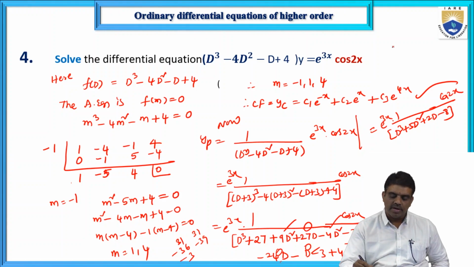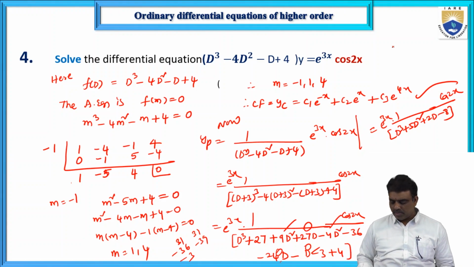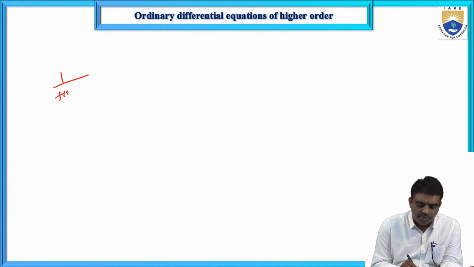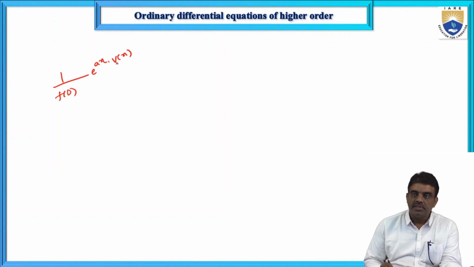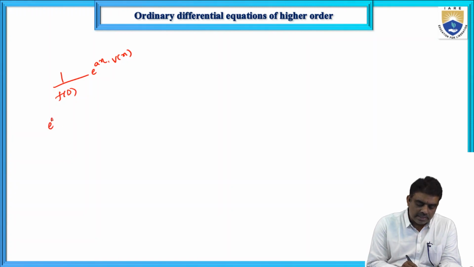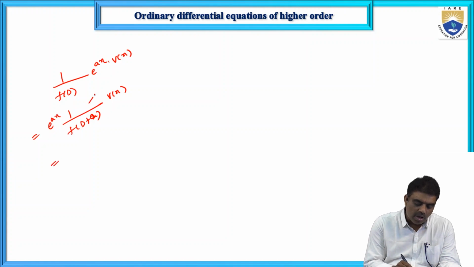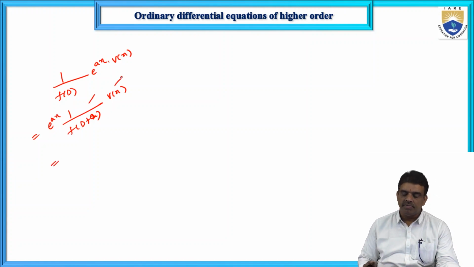So in this model, I will explain the model also. If 1 by f of D of e power ax into v of x is the model, just replace D by D plus a and it will become 1 by f of (D plus a) of v of x. E power ax operation is completed. Now operate 1 by f of (D plus a) on v of x.